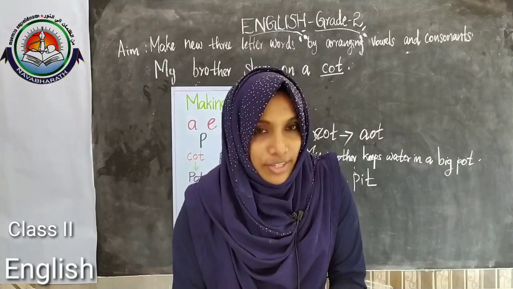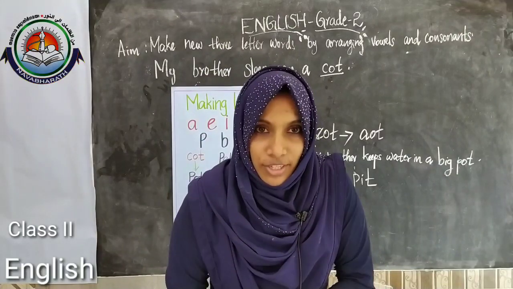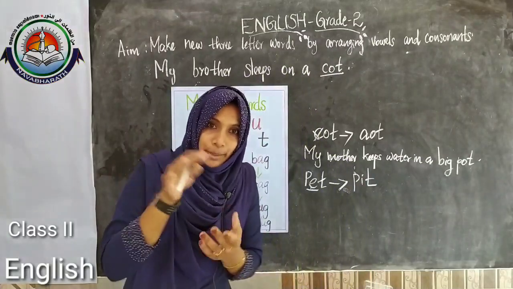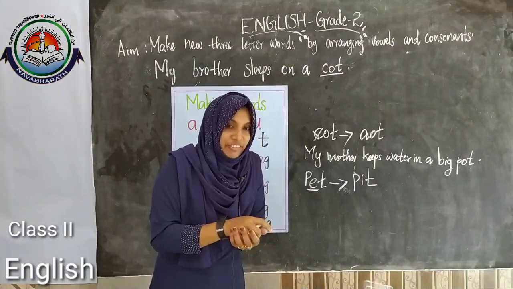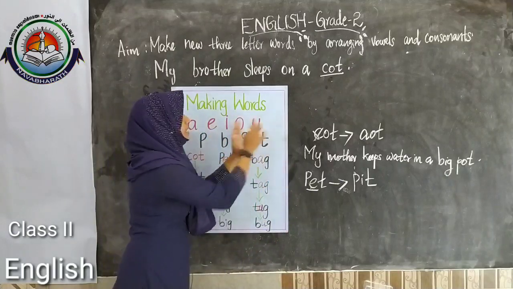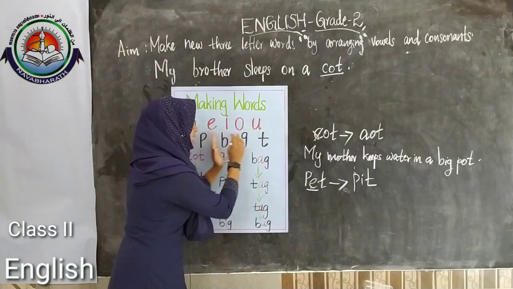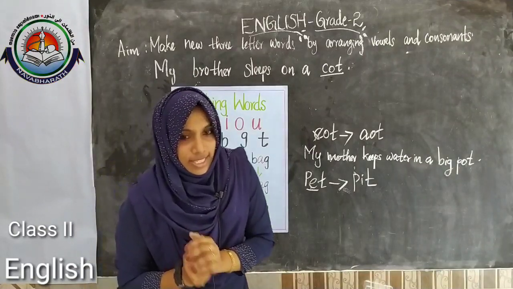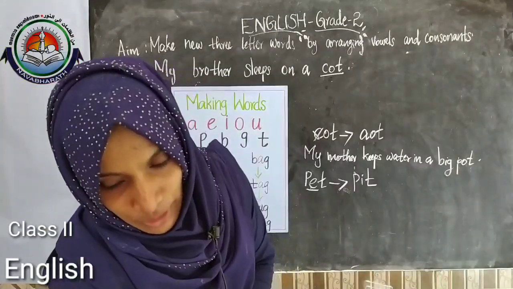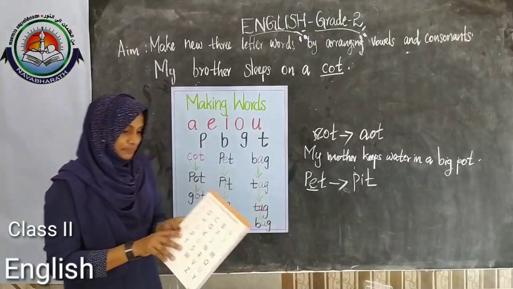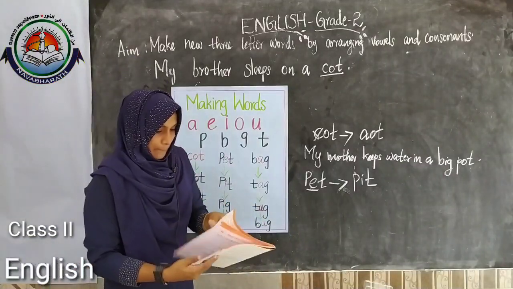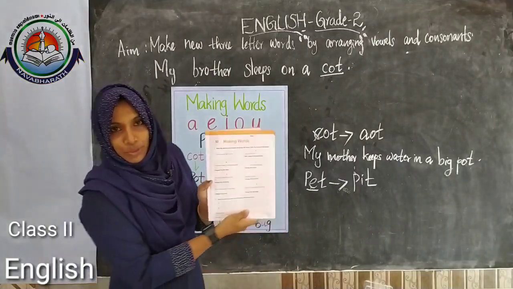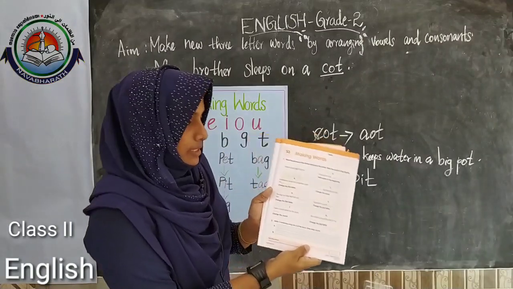What are consonants? The remaining letters from the English alphabet, other than these vowels, are called consonants. So let's move to our workbook, page number 13.